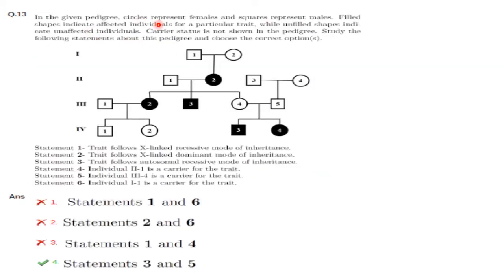In the given pedigree, circles represent females and squares represent males. Filled shapes indicate individuals affected for a particular trait, while unfilled shapes indicate unaffected individuals. Carrier status is not shown in the pedigree. Study the following statements about the pedigree and choose the correct option. So they have given some statements for this particular pedigree analysis.